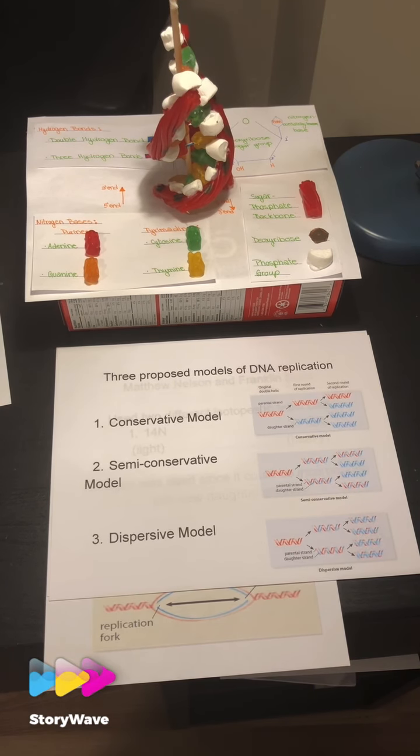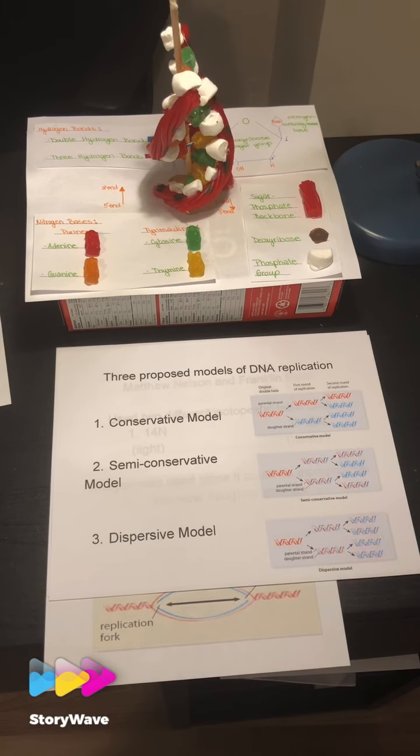The second one was the semi-conservative model. The semi-conservative model proposed that each new molecule of DNA would contain one strand of the original complementary DNA molecule and one new strand. That would conserve half of the original molecule, and the other half would be the new one.